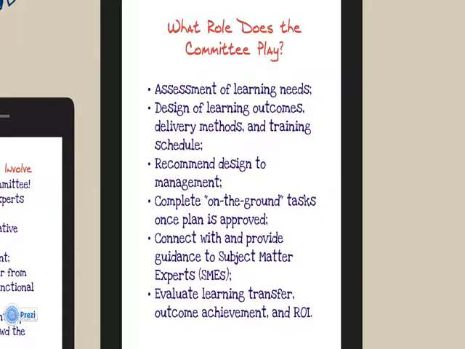If it is a formal committee, and if it's not just consultants, this is the role that they play as a group. Assessment of learning needs, so that analysis phase. What do learners need to know? That is their general responsibility. Again, that can be partially directive. Design of learning outcomes and delivery methods and training schedules and all of that other information that cognitively needs to be decided before the development phase.